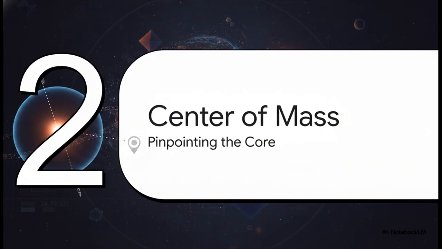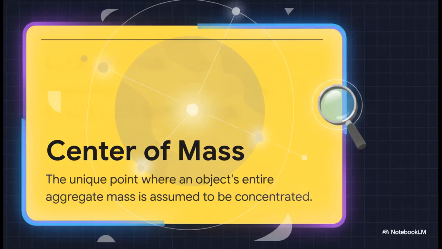Section 2. Defining center of mass, pinpointing the core. Okay, so to use that centripetal force formula accurately, we need to know exactly how to geometrically define the mass of these massive orbiting bodies. Planets are huge, bulky spheres, right? So where exactly do we measure that radius from? Well, we do this using the center of mass.